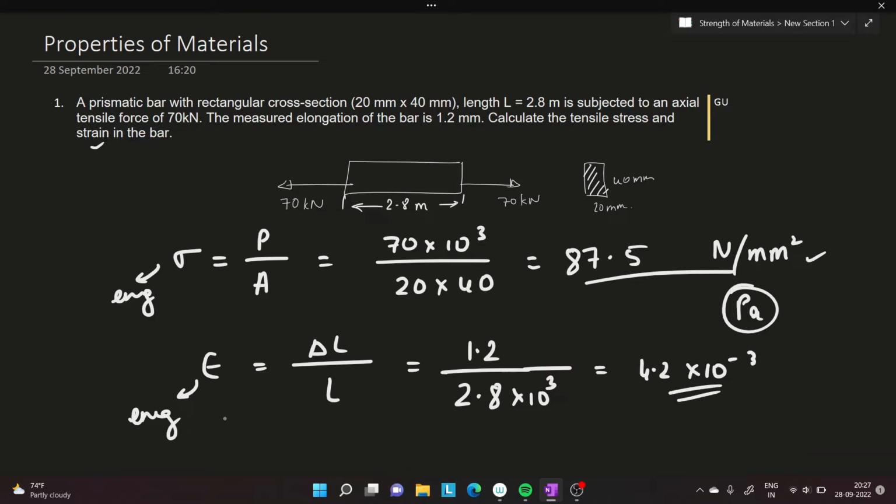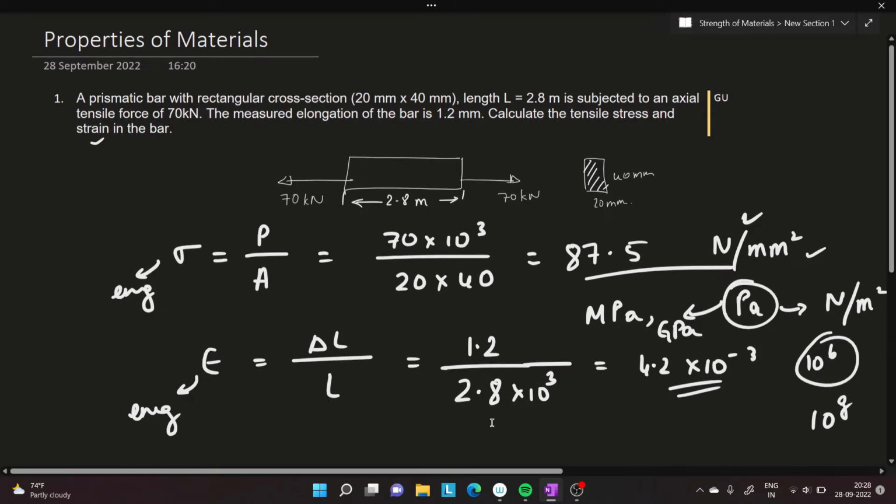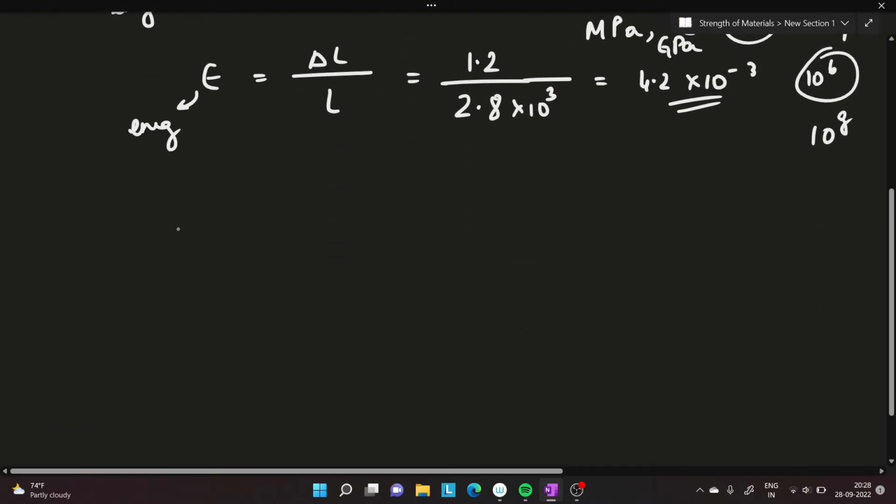Note that strain does not have any units. In stress we have Newton per millimeter square or pascals. Pascal is nothing but Newton per meter square. Usually this value is so huge that we use megapascal or gigapascal. Megapascal is 10 to the power of 6 and gigapascal is 10 to the power of 9.